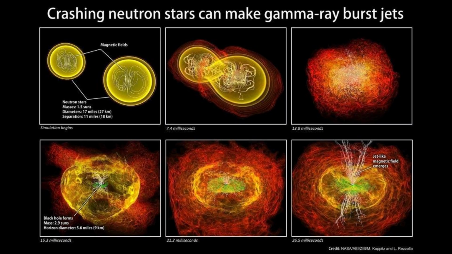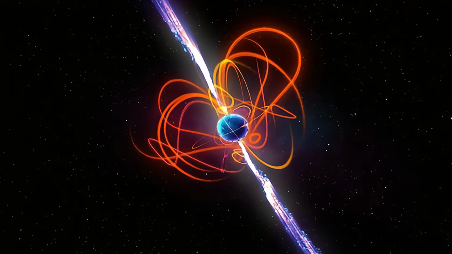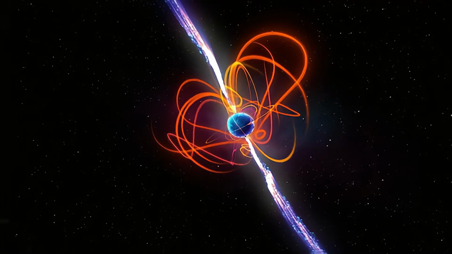Another example is neutron star magnetospheres. Neutron stars have some of the strongest magnetic fields in the universe, capable of driving violent reconnection events. These reconnection-driven outbursts are observed as magnetar flares, where sudden realignments of magnetic fields release enormous amounts of energy.